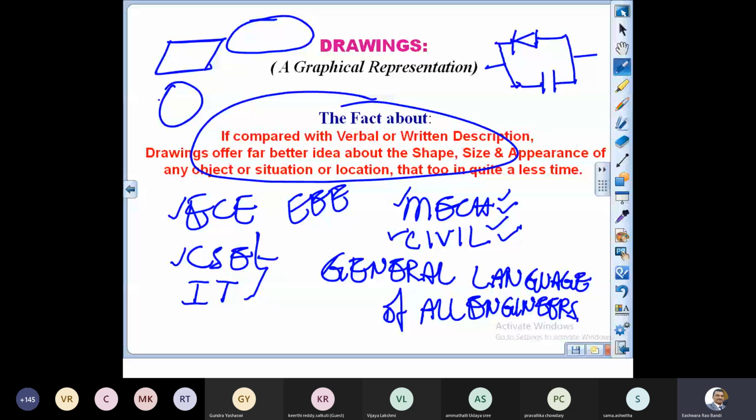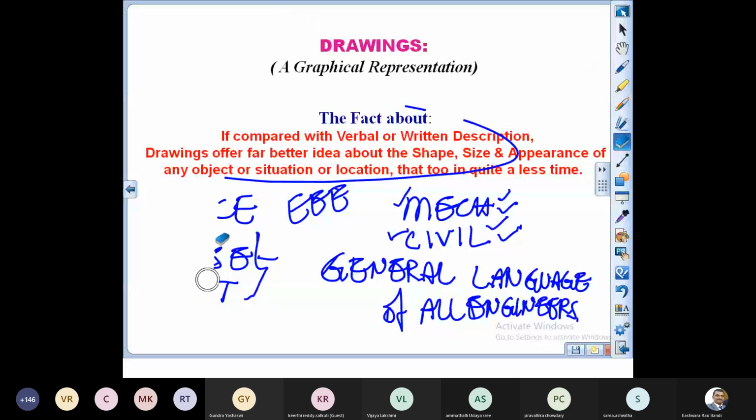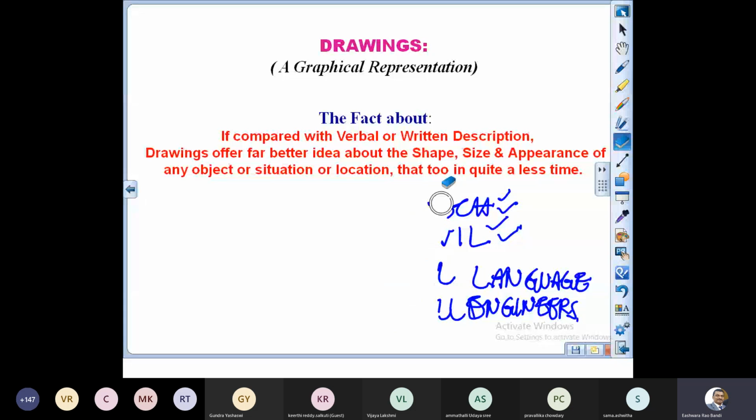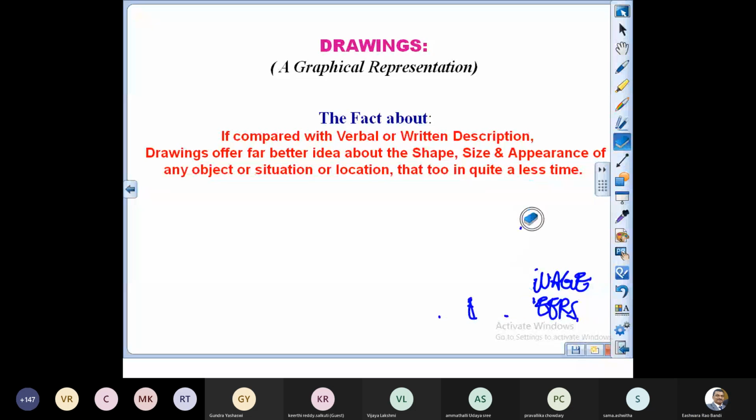Now you might have understood how this engineering graphics is useful to each and everyone who is studying engineering, right? That's why we call this the general language of all engineers. Is it clear? Whereas coming to mechanical and civil, they will be having their own different types of drawings and all other things.